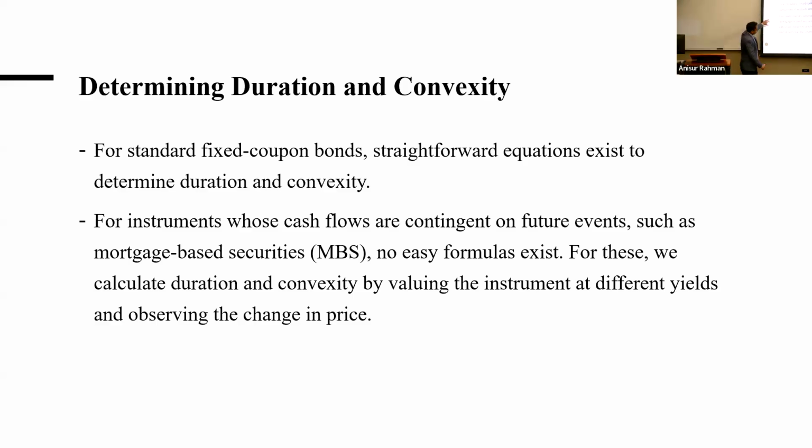But for instruments whose cash flows are contingent on future events, like mortgage-backed securities, no formula exists. Rather, we have to calculate duration and convexity by valuing the instrument at different yields and observing the change in price. What does it mean? Cash flows are contingent on future events, such as with mortgage-backed securities.